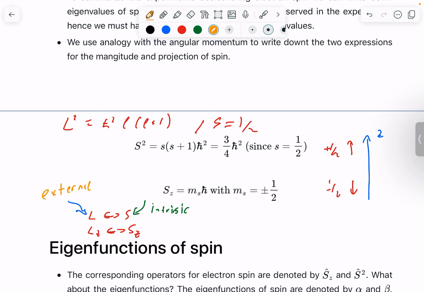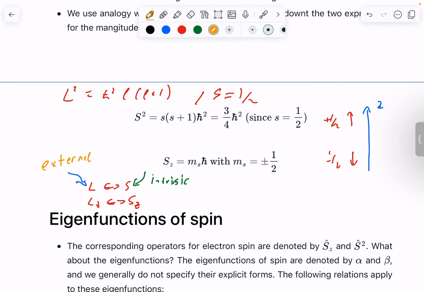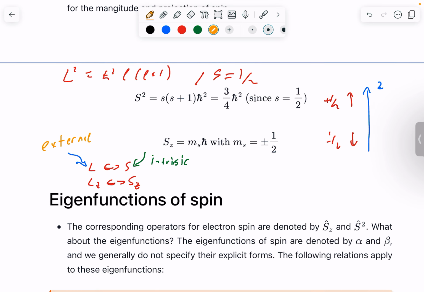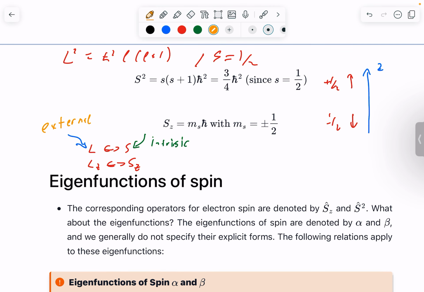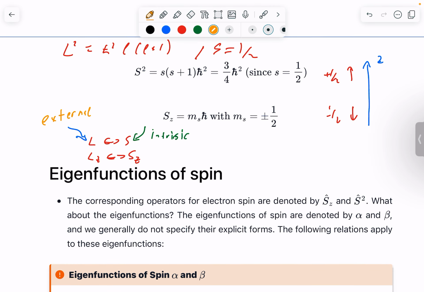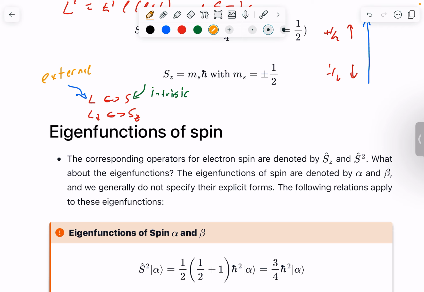Okay, so this is coming from the circular motion of the charges, and the other one is coming from the very nature of the particles. But other than that, we can see that they share a lot of similar relationships. They're both generating magnetism in atoms and molecules.